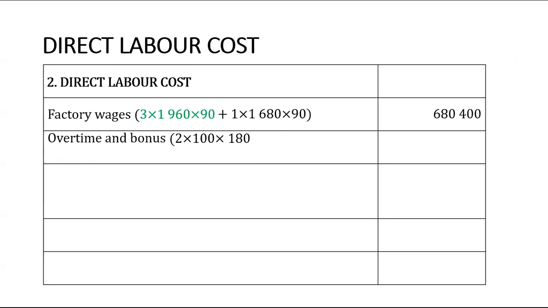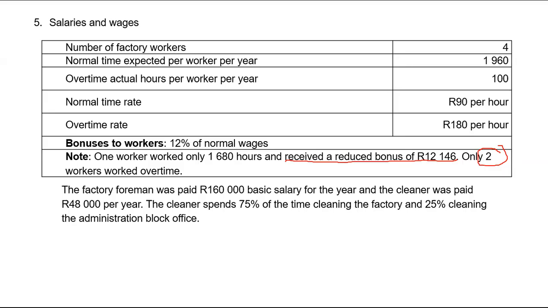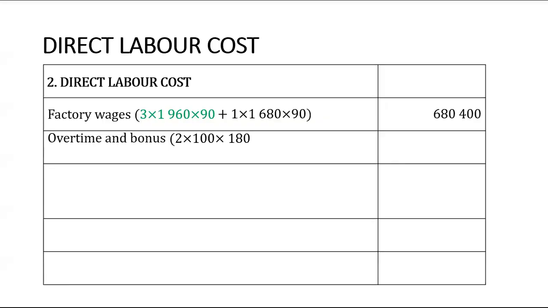The other worker, though, will only get how much? Nothing at all since they did not work overtime. So the other 2 workers will get nothing. Only these 2 workers will be paid overtime. Now here I wrote it as overtime and bonuses.